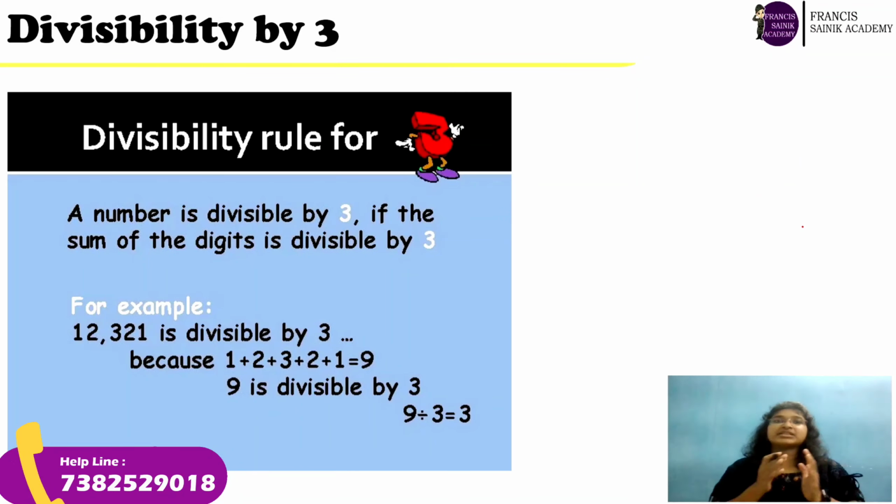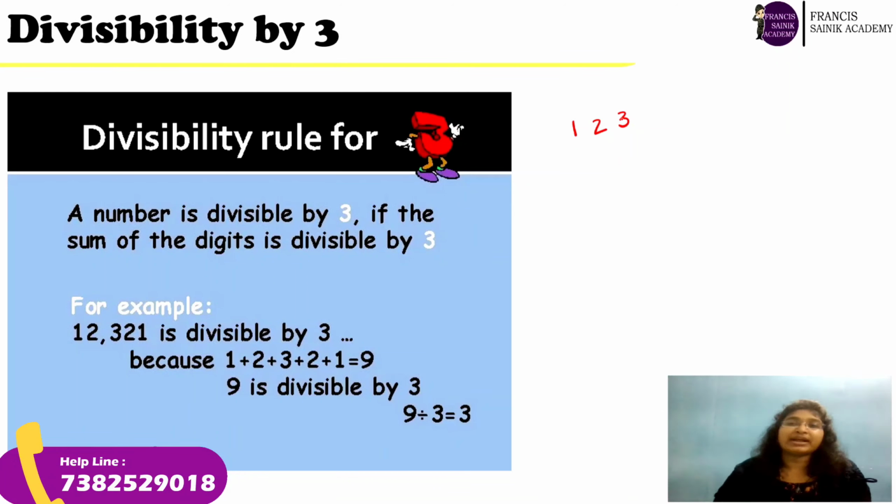What is the divisibility rule for 3? Let us now know the divisibility rule for 3. For example, when there is a number given to you, 123. So, what should you do now? You have to add the digits. So, what is 1 plus 2 plus 3? It is 6.